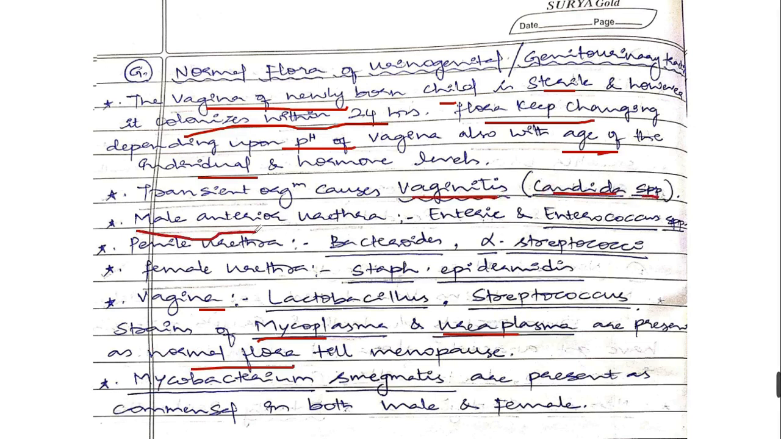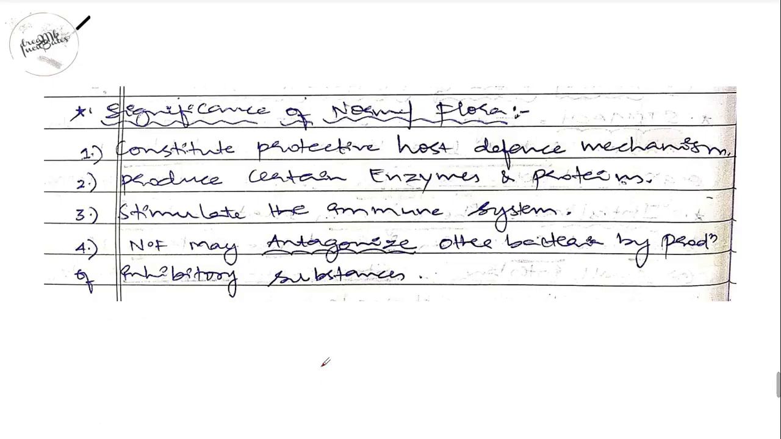The male anterior urethra consists of enteric bacteria such as Enterococcus, while the female urethra consists of Staphylococcus epidermidis. Mycobacterium smegmatis is an important organism that is present as a commensal in both males and females as part of normal microbial flora. What is the significance of this normal microbial flora?